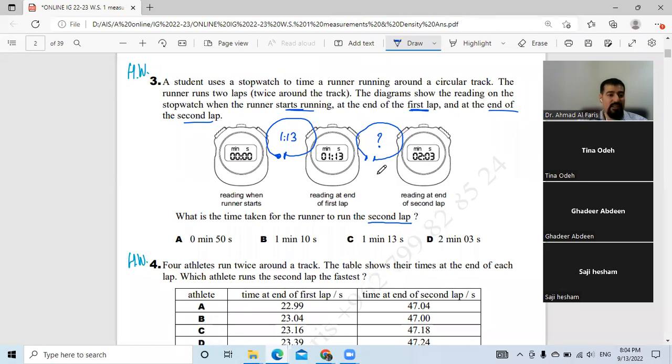Thank you, Tina. Thank you, Saji. Okay, the answer is the difference here. We need to subtract the values from here, and the answer is what? Bravo. The answer is 50 seconds.